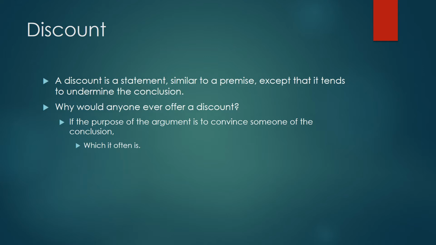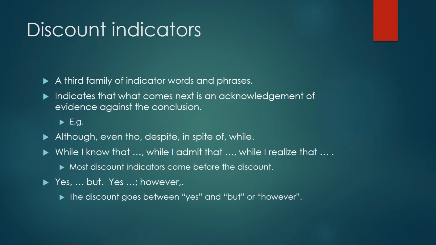You might ask yourself, well, why would anybody ever offer a discount, right? If the purpose of an argument is to convince someone of the conclusion, which it often is, why would you ever acknowledge information that tends to go against the conclusion? Well, think about it, because there's a good reason for that, right? I think that you might be able to figure it out if we look at the discount indicators. Notice that these discount indicators are a third family of indicator words and phrases, right? We've already learned conclusion indicators, and we've already learned about premise indicators. These discount indicators indicate that what comes next is an acknowledgement of evidence against the conclusion.